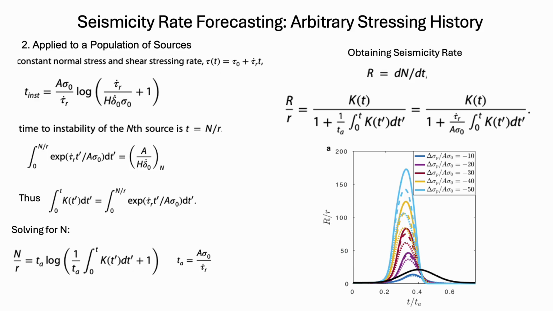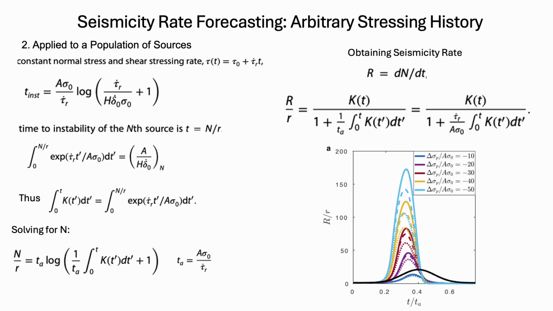So the time to instability for the nth source would be T equals N by R, where R is the background seismicity rate. That's obvious. And the previous formulation for the stress kernel now assumes this formulation over here, and thus we can equate this to the stress kernel integrated over time and solve for N, which is the cumulative number of earthquakes.